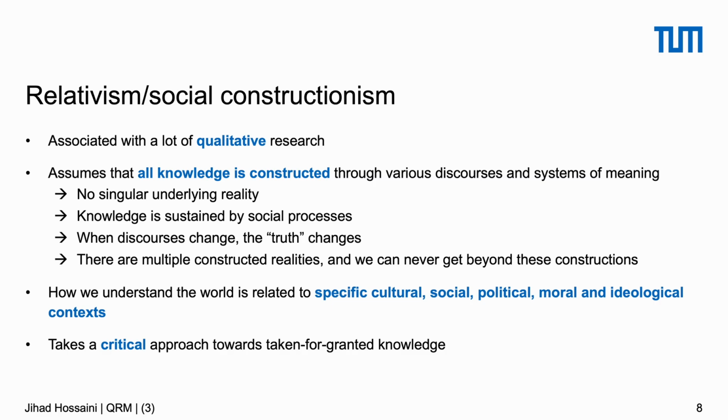Any kind of truth, any kind of knowledge that we have about truth, is produced, constructed, and sustained by social processes, by subjective processes, by people in some sense. Whenever social processes change, whenever paradigms change, whenever theories change, truth changes. Okay? So we don't have one truth. We have a lot of different constructed realities, and we can never get beyond these constructions, because there's no such thing as one truth.